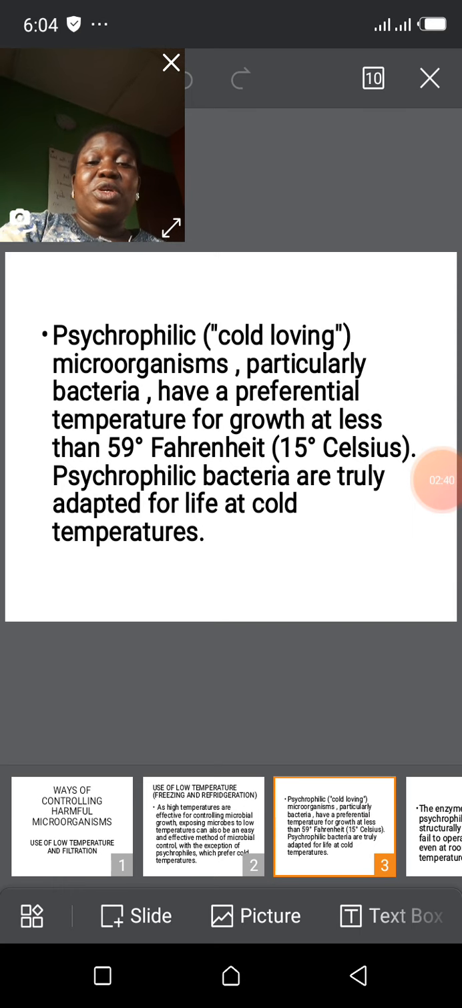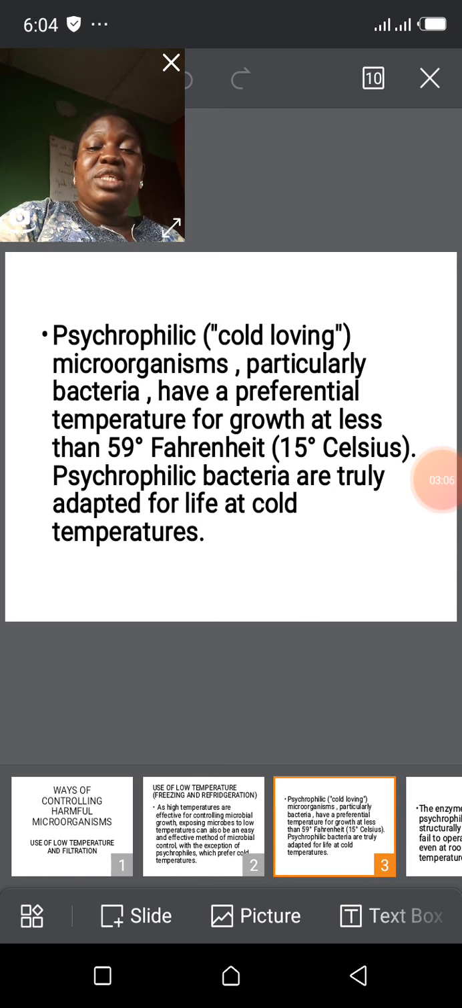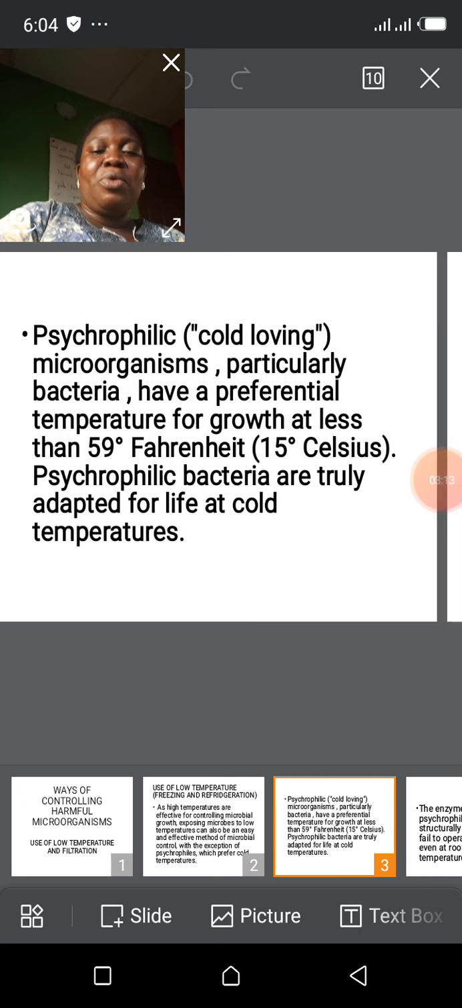Their optimum temperature for growth is about 59 degrees Fahrenheit, that is about 15 degrees Celsius, which is even lower than the room temperature or ambient temperature. Psychrophilic bacteria are actually adapted for life at cold temperature. So you cannot say you want to control the growth of psychrophilic microorganisms while you are refrigerating or freezing your substance. But for every other microorganism, the use of low temperature could be effective in controlling growth, aside from psychrophilic microorganisms.